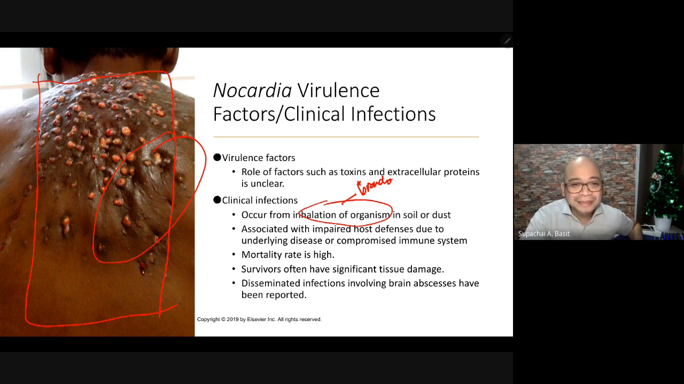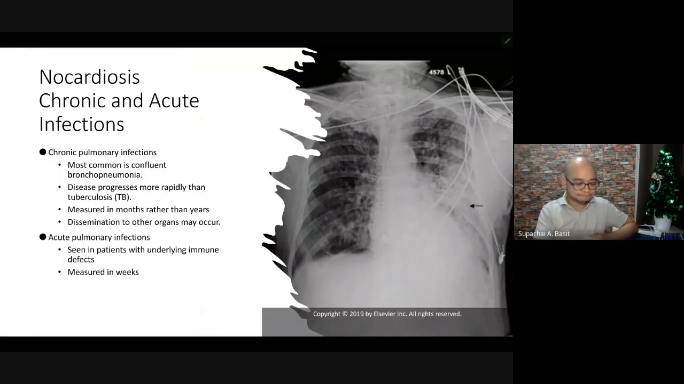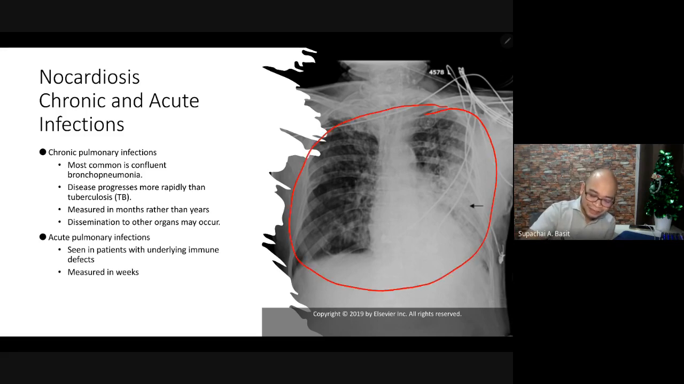So, disseminated infections will involve brain abscess. These are usually reported. So, brain abscess. This is an example of a lung infection, a chronic pulmonary infection. This is a confluent bronchopneumonia. As you can see, the X-ray of the lungs is hazy.